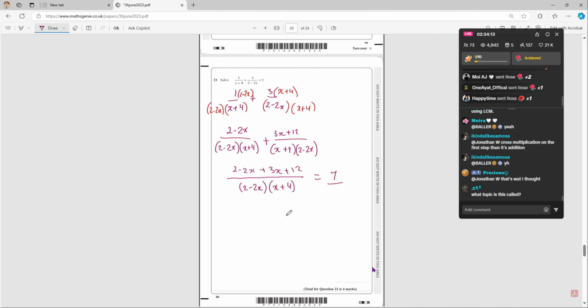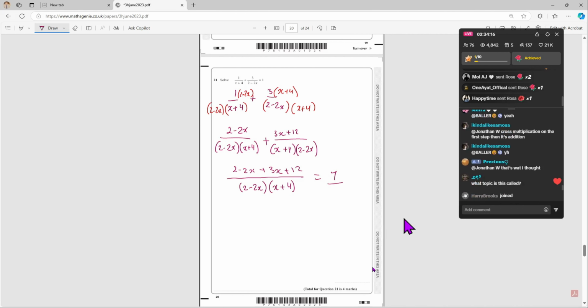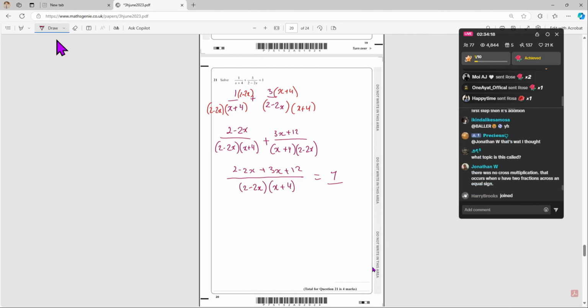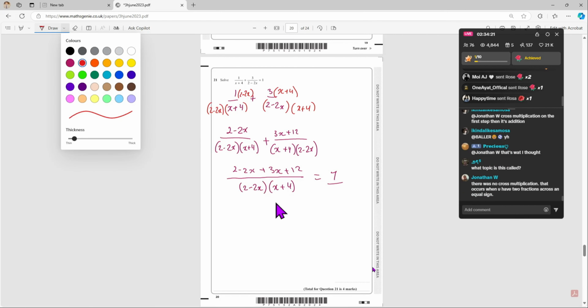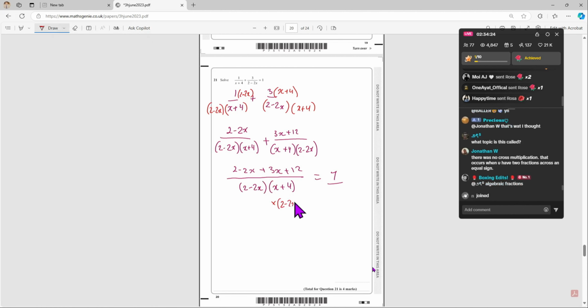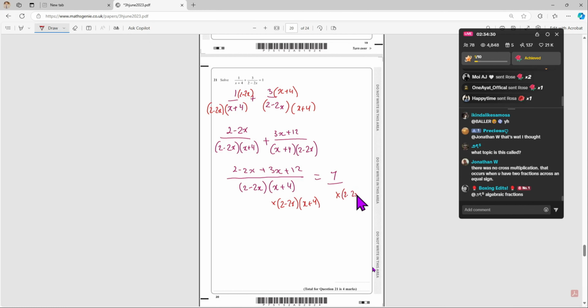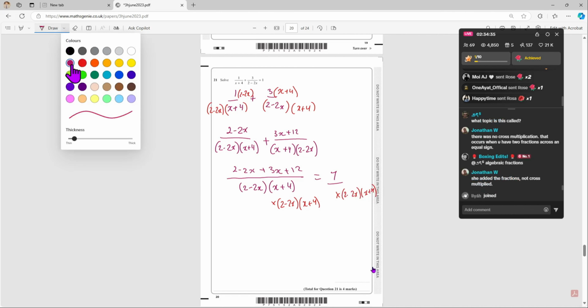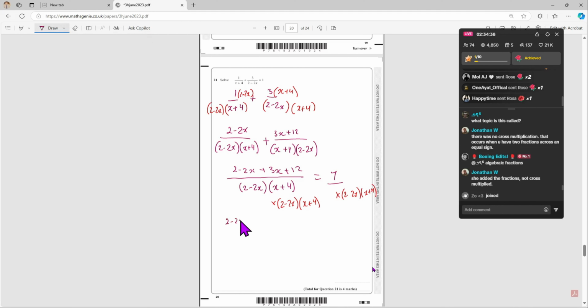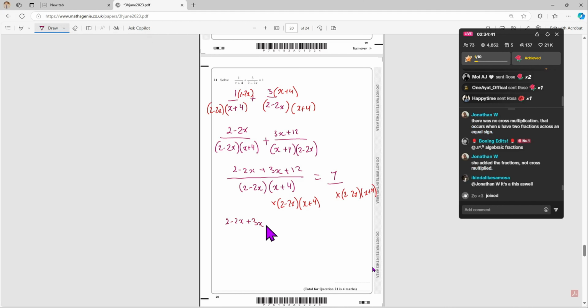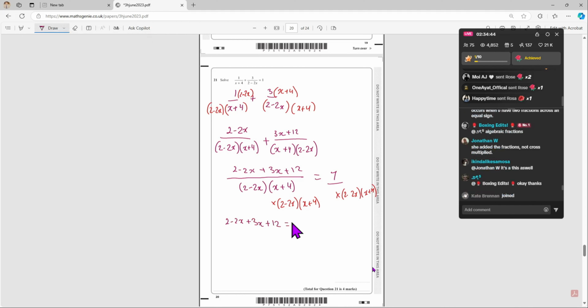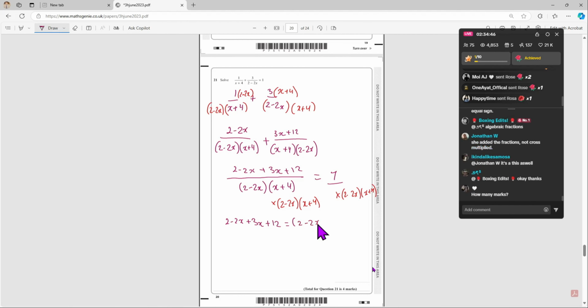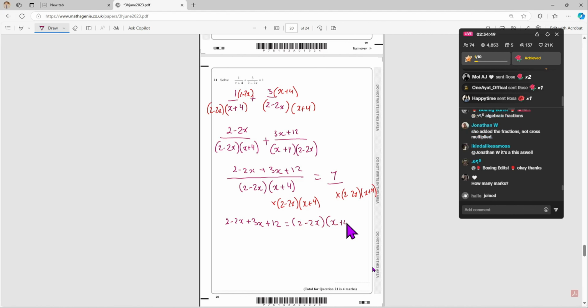Once we have done that, since this is equal to 1, we're going to get rid of our denominator by multiplying both sides by 2 minus 2x, then x plus 4. So we're going to end up with 2 minus 2x plus 3x plus 12 is equal to 2 minus 2x, then x plus 4. So we got rid of our denominator.